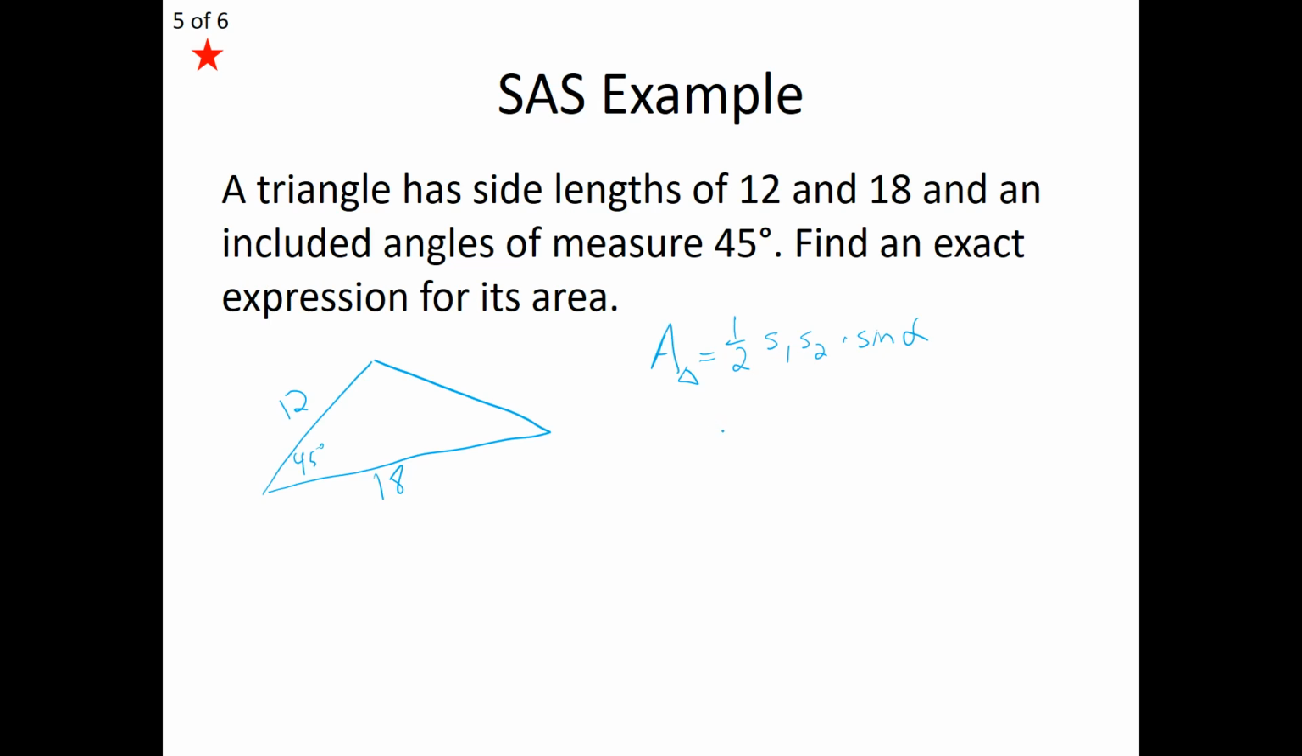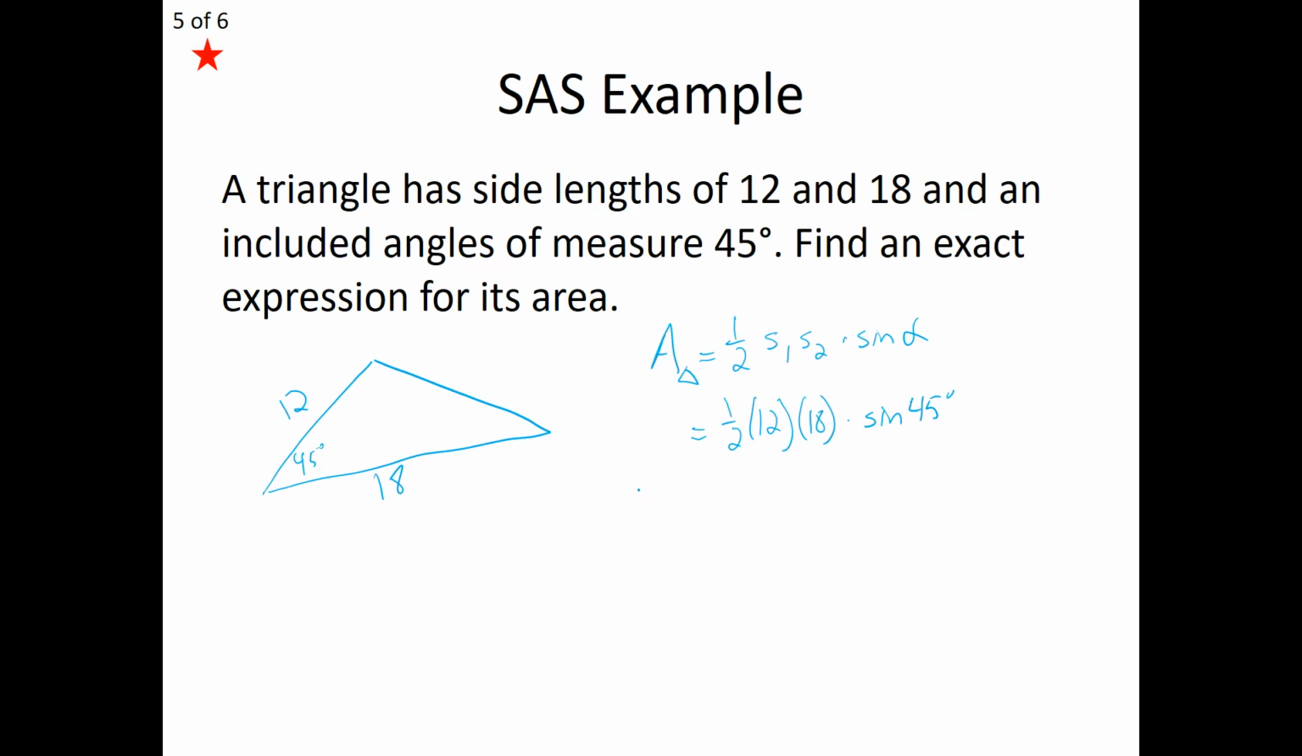This does ask us to find the exact answer, and here's why. When we plug our values in, we get 1/2 times 12, that's one of our sides, times 18, it doesn't matter which order we plug our side measures in, times the sine of the included angle. Notice that the included angle is one of our special angles. Think back to our trig chapter, where we looked at the special right triangles, the 45-45-90 and the 30-60-90. We mashed that together with our trigonometry, sine, cosine, tangent, and we found that the sine of 45 gives us a nice, clean ratio that we actually know the exact answer of.